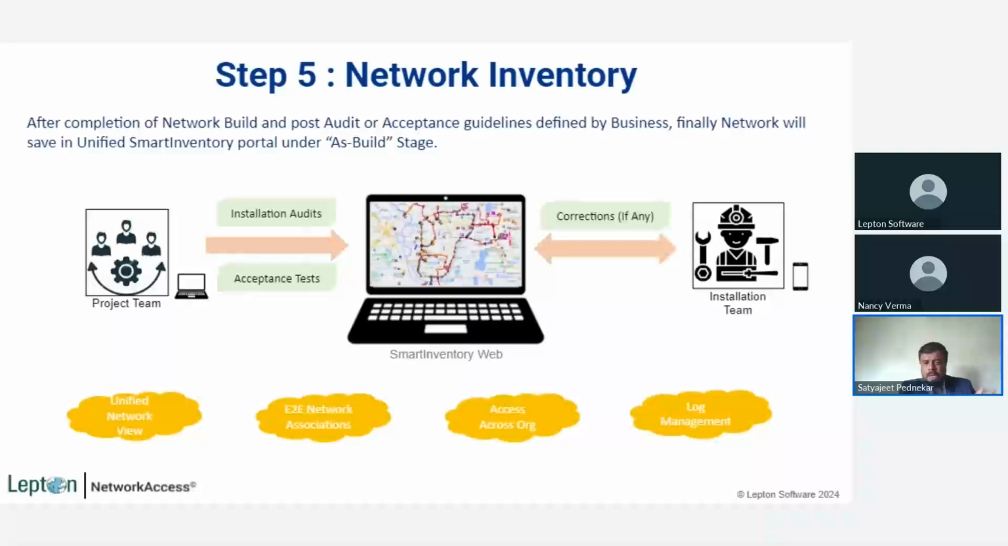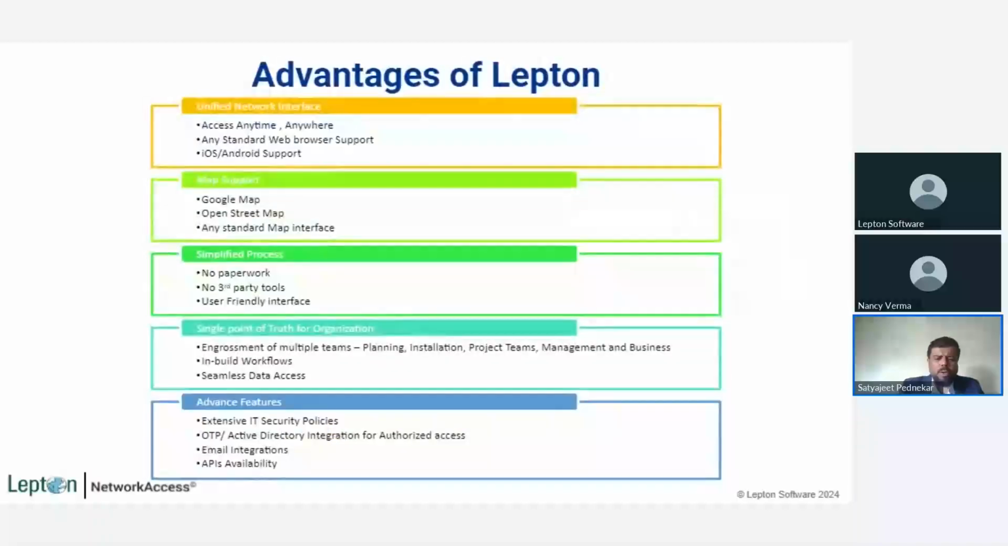So welcome to the advantages. Whatever we have seen, this is a quick recap of it. First is unified network access. You can access the information from anywhere, anytime. It is not like the traditional tool where you need to access from a particular desktop or workstation. You can access it at any point of time.